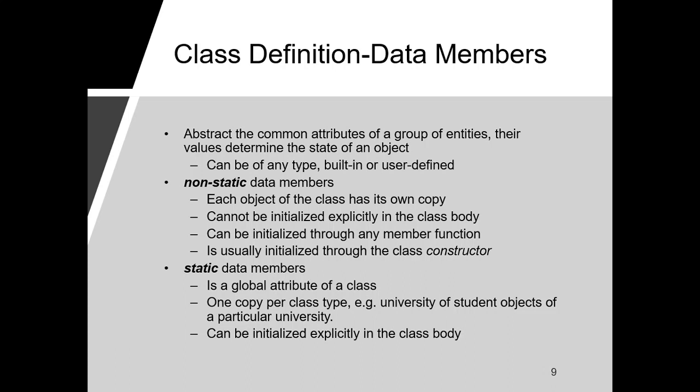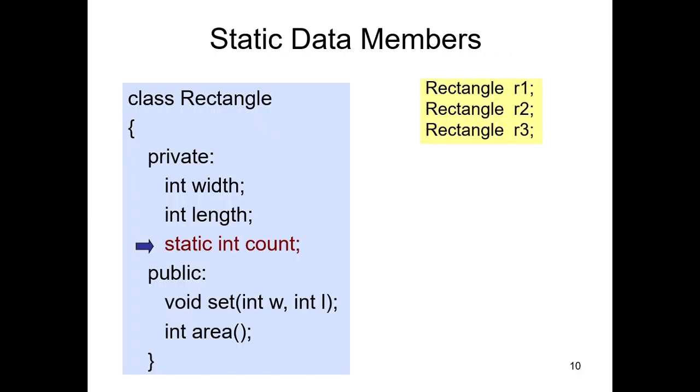ठीक है? So you have non-static data members, static data members. ठीक है? You should know what do we mean by that. How do you declare static data members? ठीक है? So you declare static data members by using the keyword static, and here we are declaring the static data member count. ठीक है? What does count do? Count basically keeps track of the number of rectangle objects that we have right now.